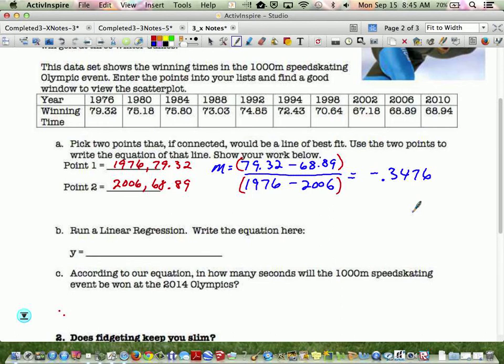So if it says write an equation, I should be able to just write y equals slope times x minus, pick one of the solution points. Let's just do the one on top, 79.32 plus 1976. We're going to convert that into slope-intercept form because the next one will be slope-intercept form.